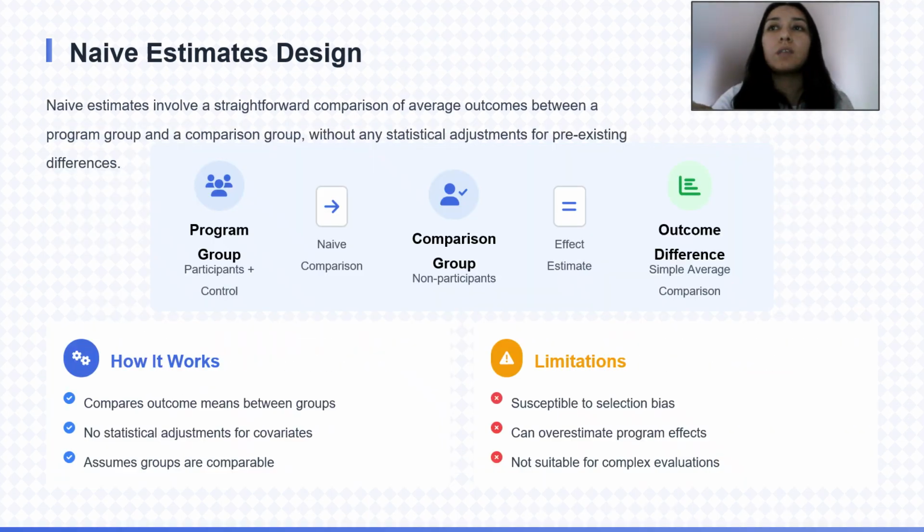The naive estimate design is the most straightforward. It simply compares the average outcomes between people who participated in the program and those who didn't. No statistical adjustments are made, so it assumes both groups are naturally comparable, which in reality is rarely true. Because of that, this design is highly vulnerable to selection bias and can easily overestimate the program's effect. So it's best used only for quick or exploratory evaluations where we just want an initial idea, not a definitive conclusion.